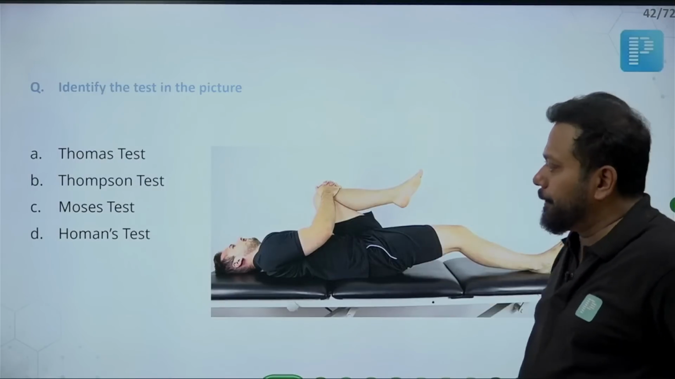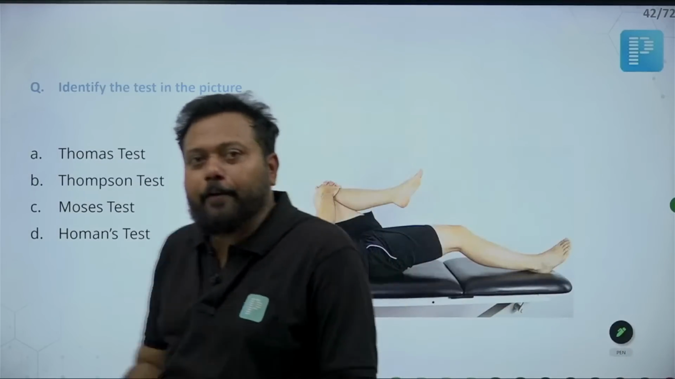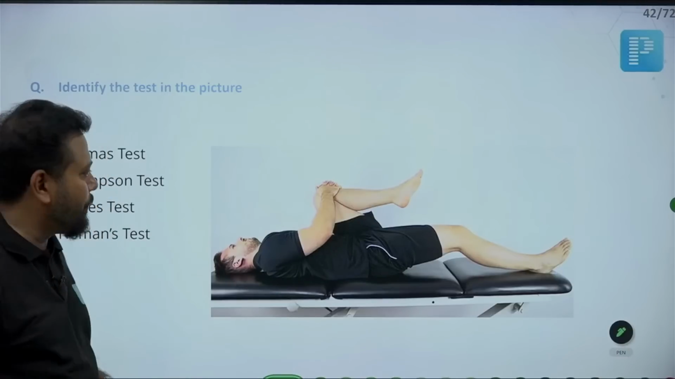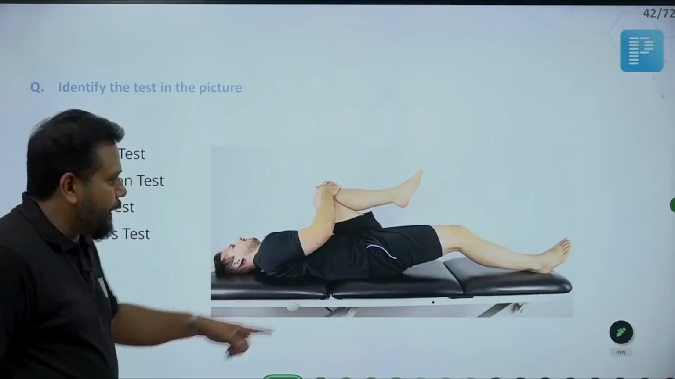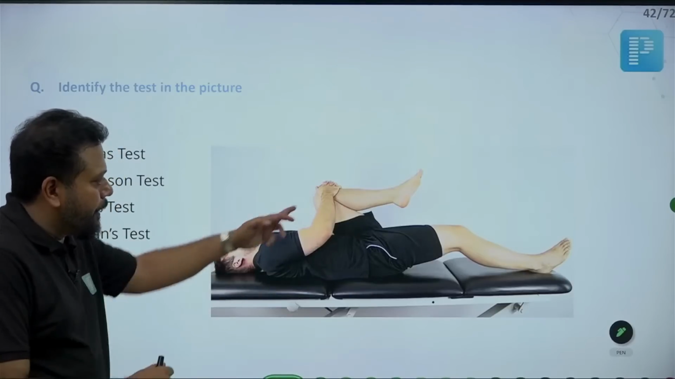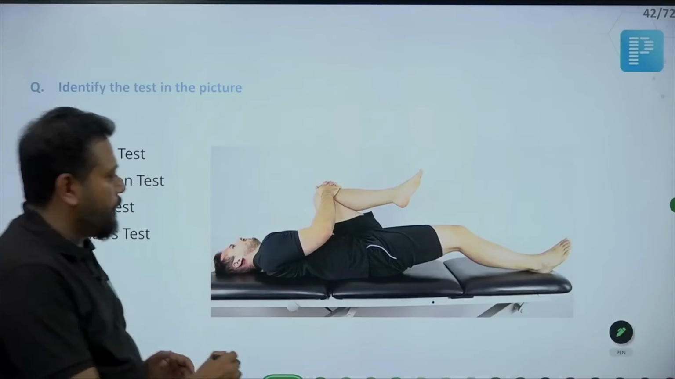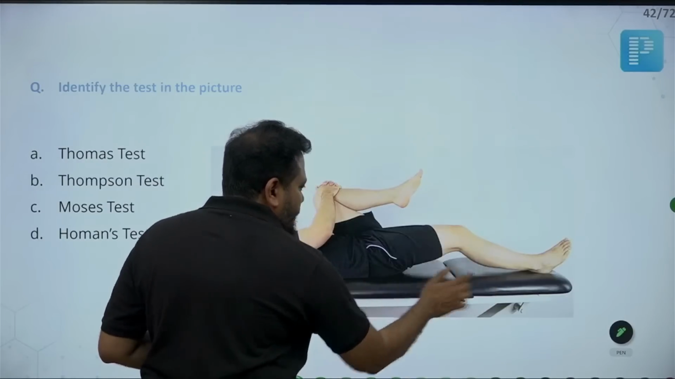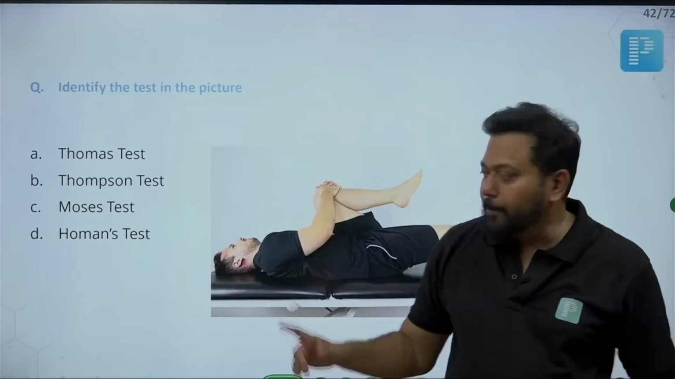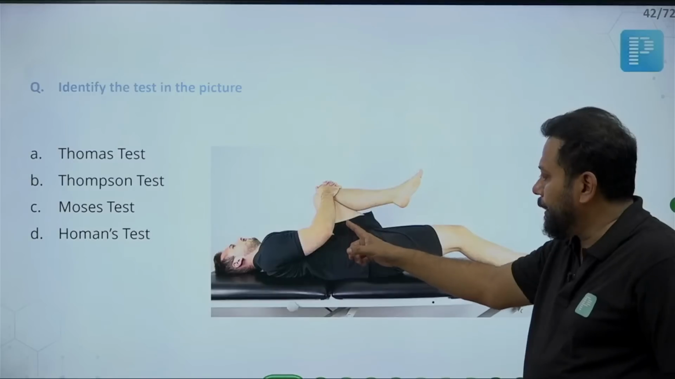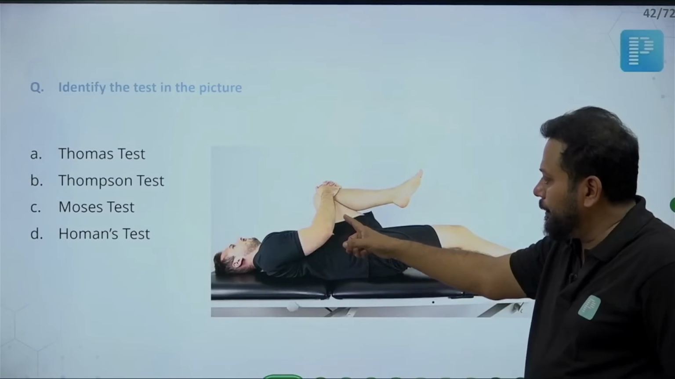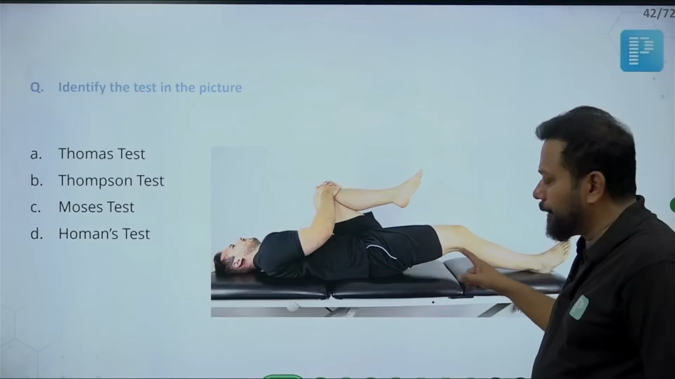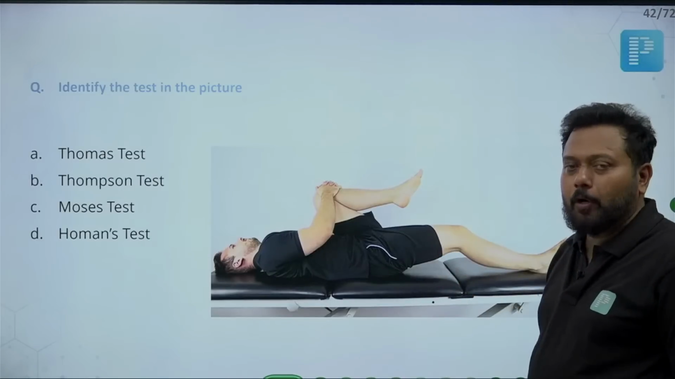Identify the test picture given here. Favorite question of INI-CET. I don't know what is there, but they are asking this several times. Okay. Patient lying like this, flexing the hip and flexing the normal side. And he is able to get an angulation like this on the normal side. He is flexing the normal side. The affected side he is getting a thing like this. What is this test? This is called Thomas test.